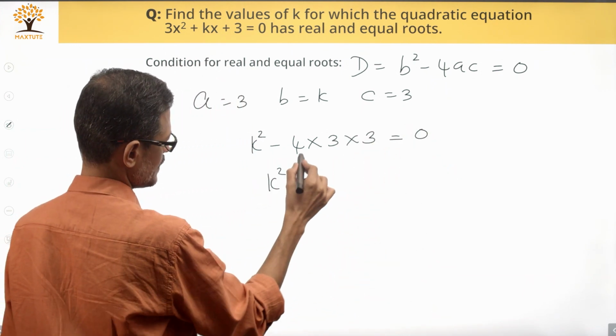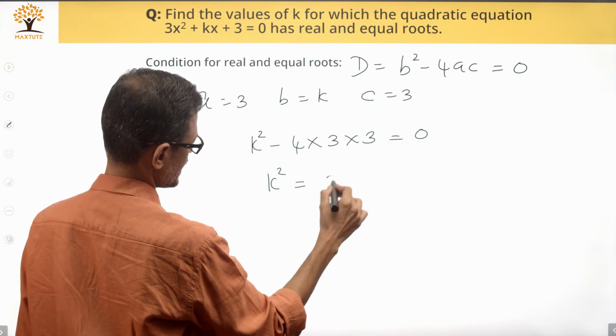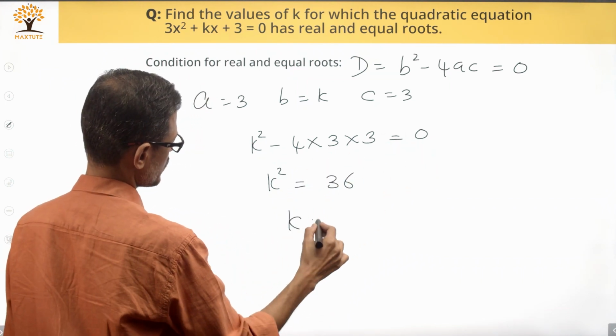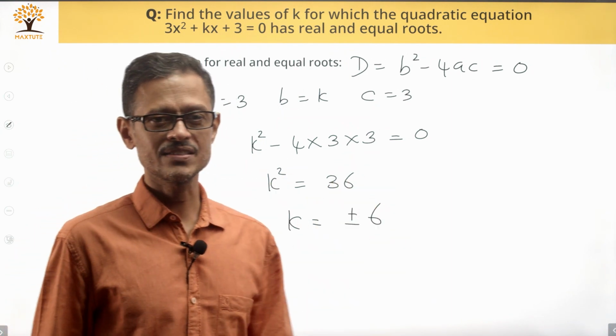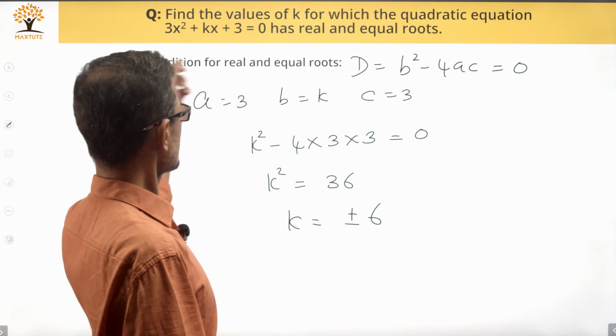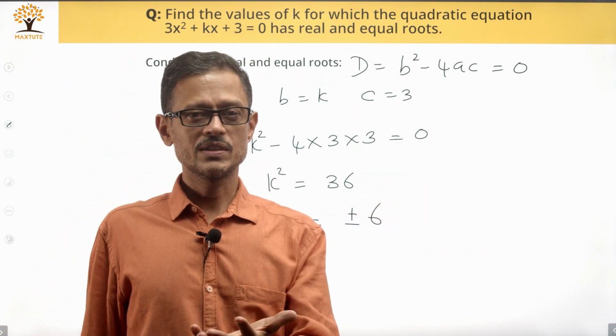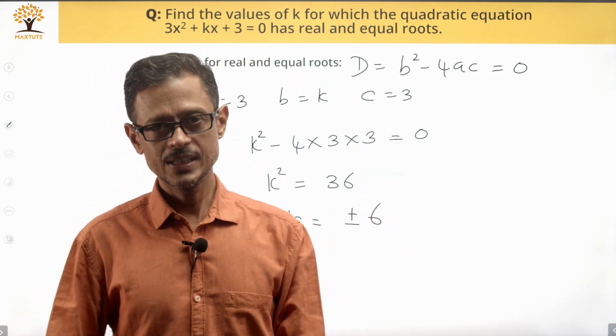So, k square minus 36 equals 0, or we can say k square is equal to 36, translating to the fact that k is equal to plus or minus 6. K is plus 6 or k is minus 6. This quadratic equation 3x square plus kx plus 3 equals 0 will have real and equal roots.